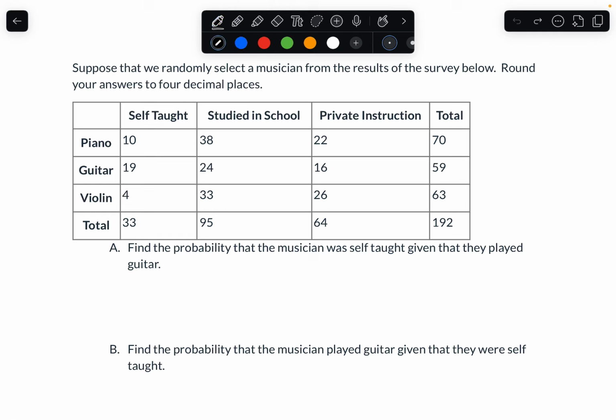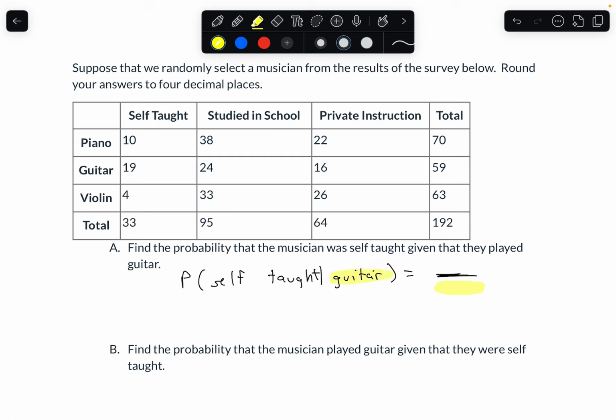Now, if I was to write this out, it would say, I want to know the probability that the musician was self-taught, given that they play guitar. That given tells me what group I am choosing from. So when I'm talking about conditional probability, I oftentimes like to try and figure out what that denominator is, because that's going to help me figure out what is the group that I'm choosing from, and that'll help me narrow my focus for the rest of this problem.